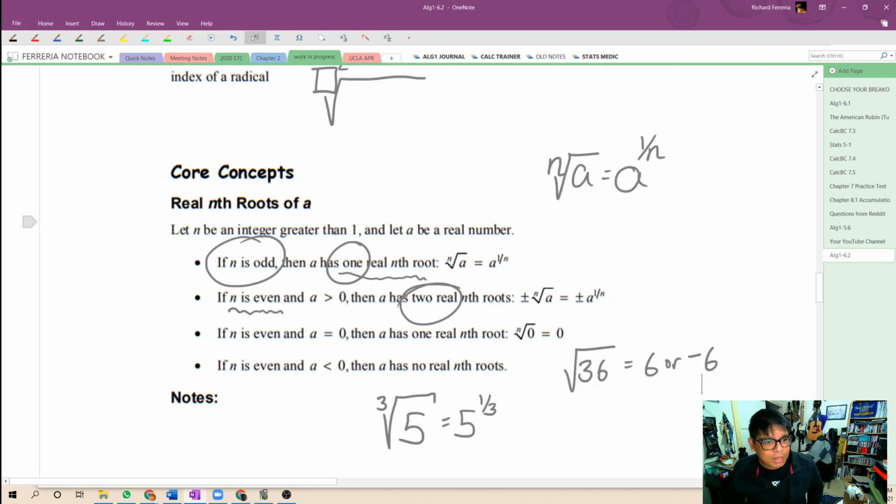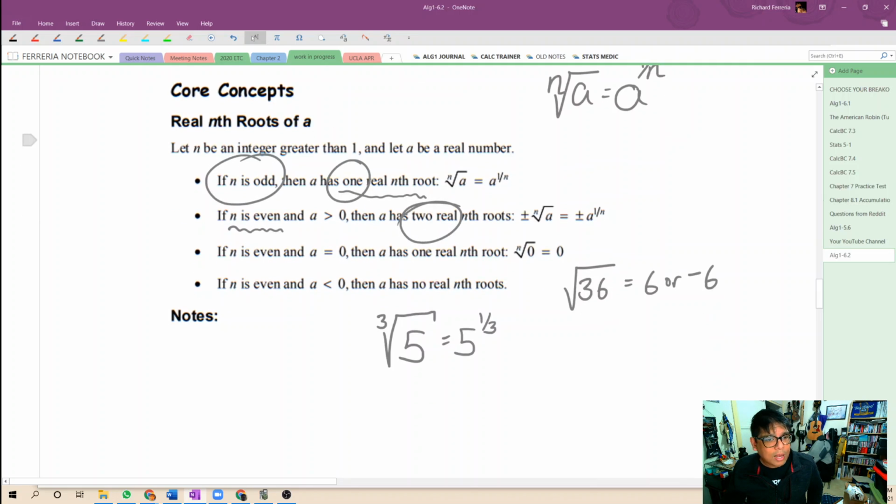If n is even and a is equal to 0, then it only has 1 real root. And any root of 0 is just 0. And if n is even and a is less than 0, then there's no real roots. So for example, if I want to do the 4th root of -4, that doesn't exist because even power and negative value.